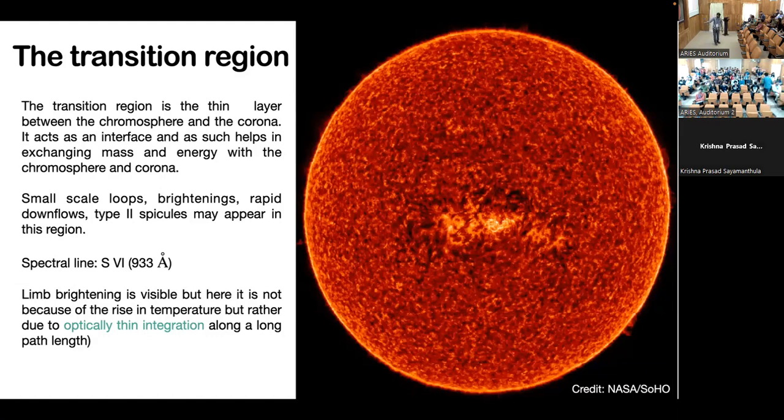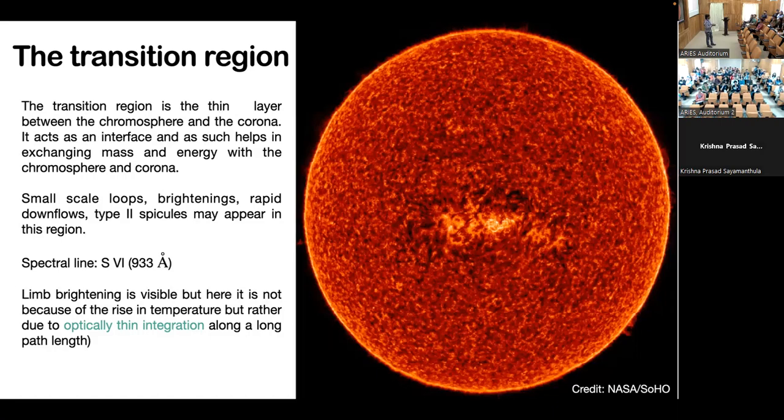What you can see is a brighter limb as you move from the center towards outside, right? So is this limb brightening? It appears so, but it is not. The reason is that the wavelength you are observing is optically thin, meaning all the emission that is coming along the line of sight will be integrated. All the emission will be integrated. That is optically thin emission.